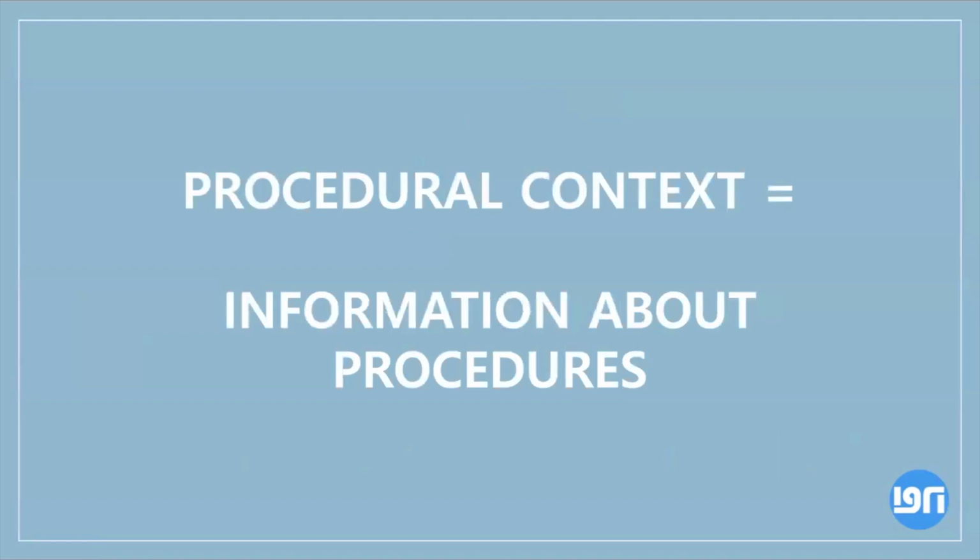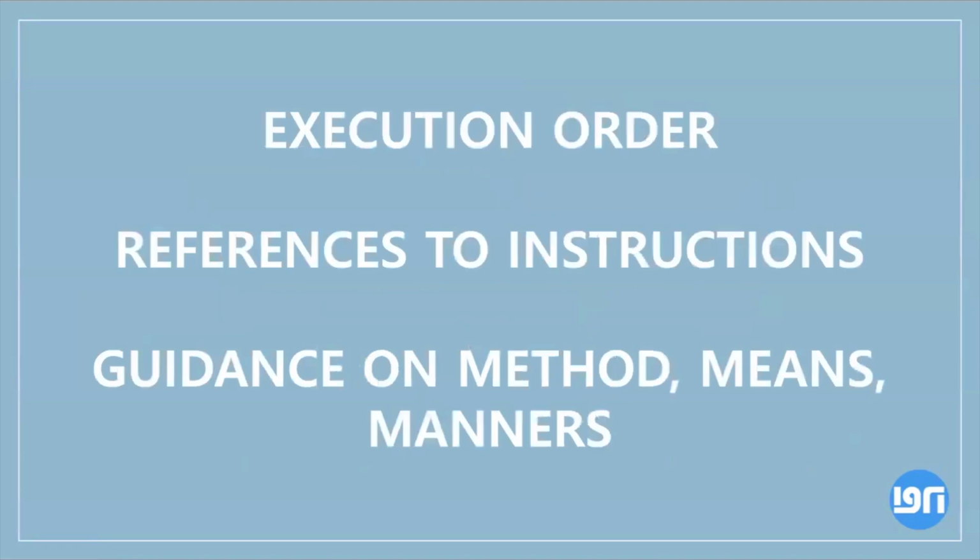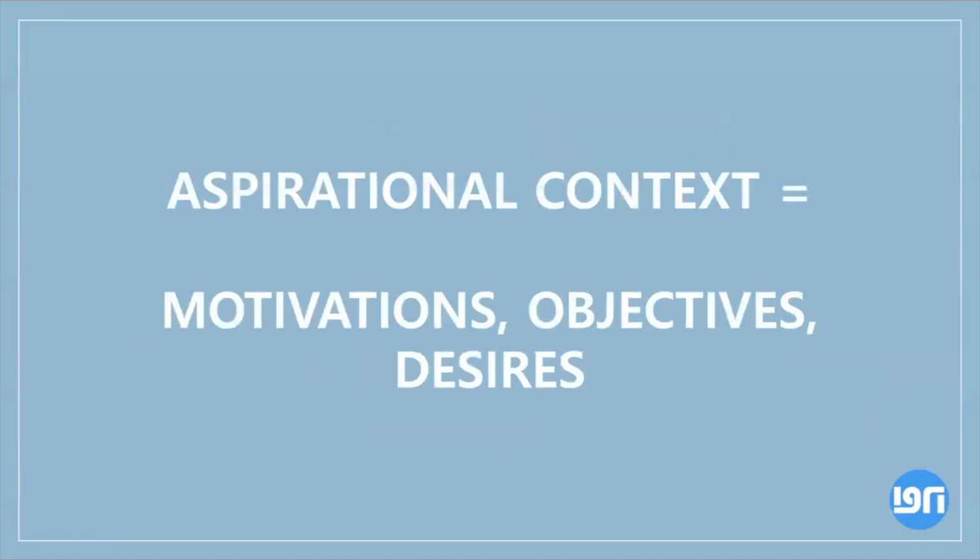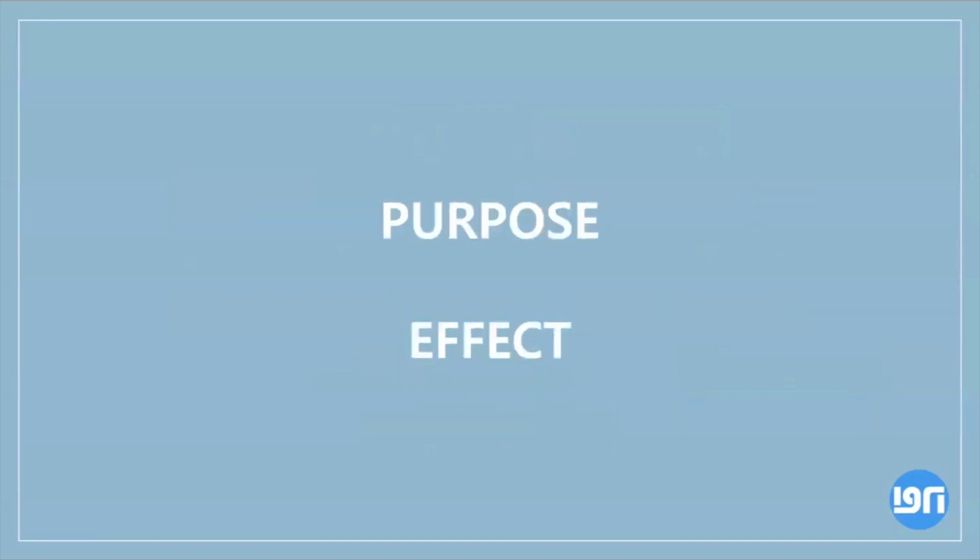Procedural context offers information about any procedures that are involved. This can include an execution order for a set of tasks, references to a set of instructions, and guidance on method, means, and/or manners. Aspirational context captures motivations, objectives, and desires. Aspirational context can be classified as either purpose, the reason behind an action or an entity, or effect, the impact something is intended to have.